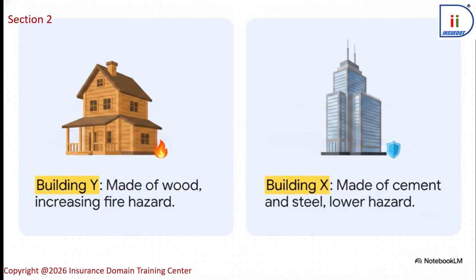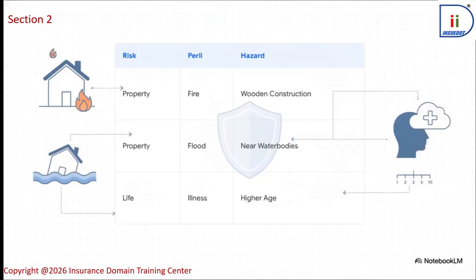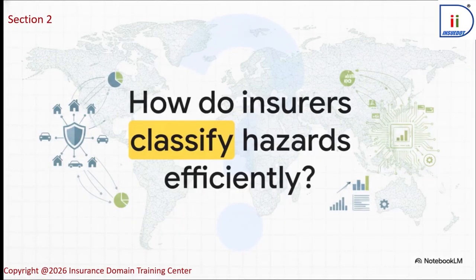This 3-part relationship is basically the lifeblood of premium calculation. An underwriter identifies the risk, such as a property. Then they identify the covered peril, such as flood. Finally, they evaluate the hazards, such as the property's proximity to a nearby river. Mastering this formula is exactly how differential rating is achieved in the insurance industry.